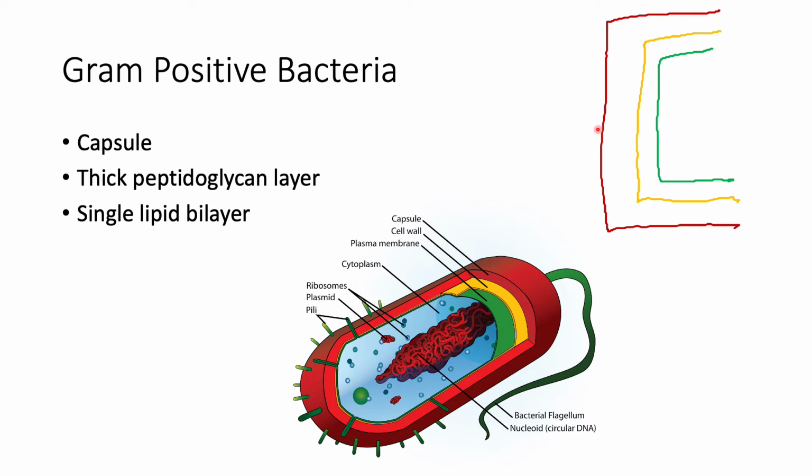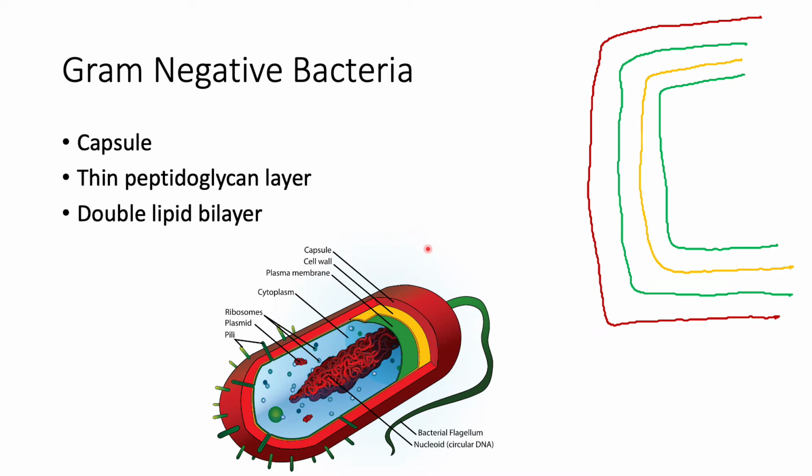The gram-negative bacteria will be slightly different. So we have that thick peptidoglycan, and we have a single lipid bilayer. Now in gram-negative bacteria, we still have that capsule as the outermost layer, but we have a thin peptidoglycan layer instead of a thick one. So underneath the capsule, we have that cell wall, and it's going to be a thin peptidoglycan cell wall. But what's important here is that gram-negative bacteria have a double lipid bilayer. That means they have two plasma membranes.